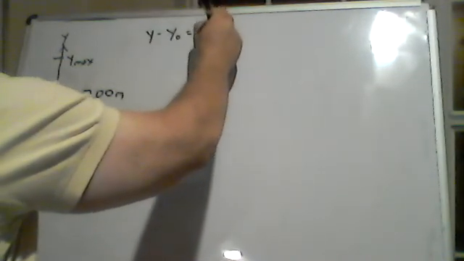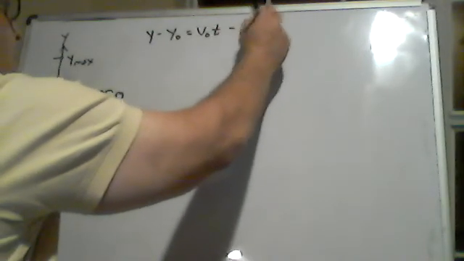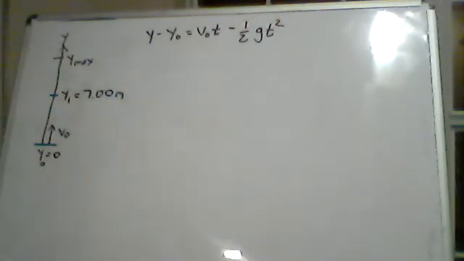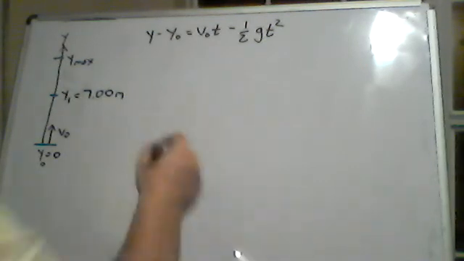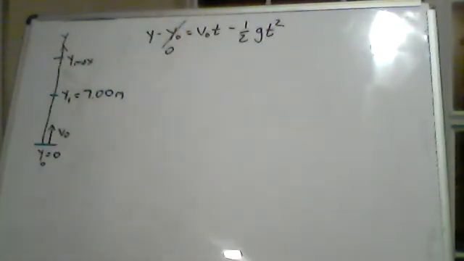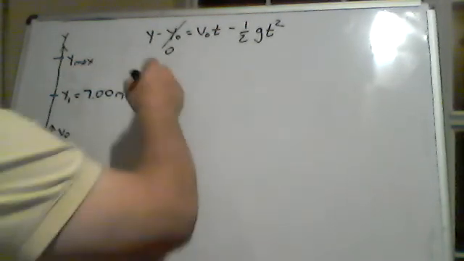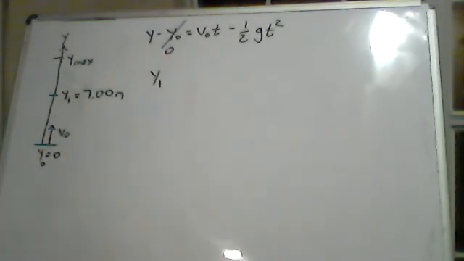And so the question is, we want to find out at what times y equals y1. So we're going to use the formula that we've seen before. y minus y naught is v naught t minus 1/2 g t squared. Again, we want to fix it for this problem. We're going to consider y naught to be 0, defining the ground as 0. And we want to know at what times y is equal to y1.